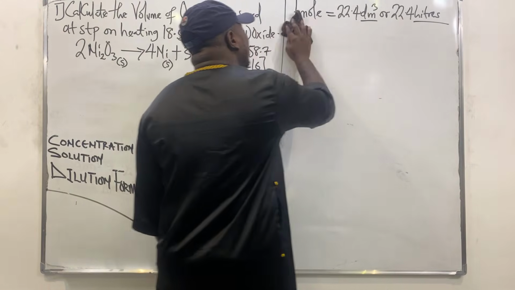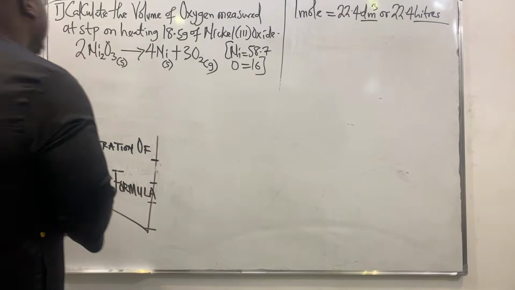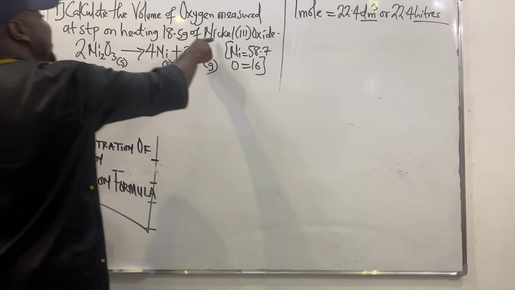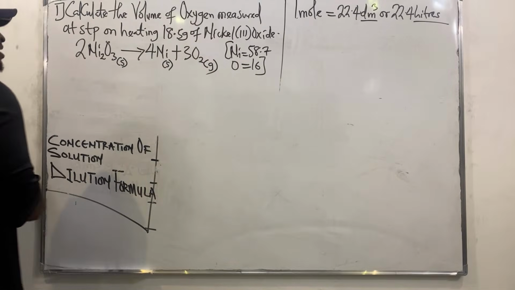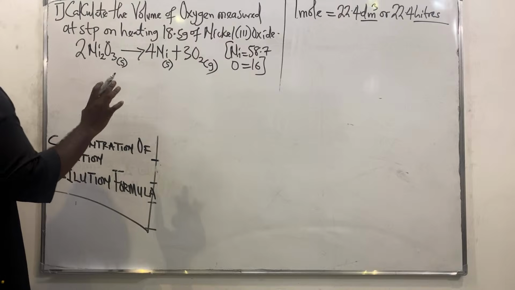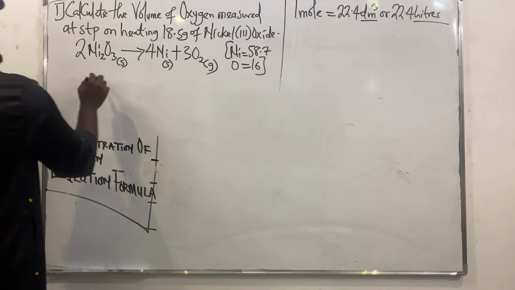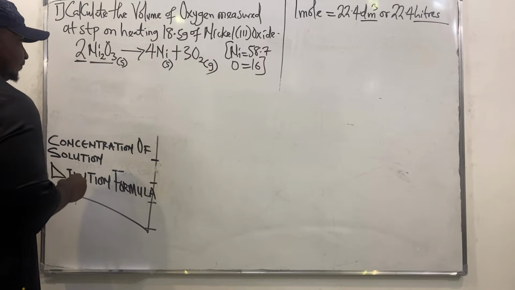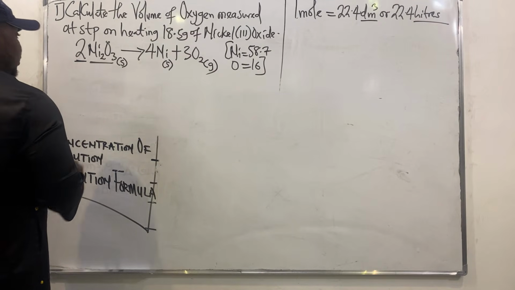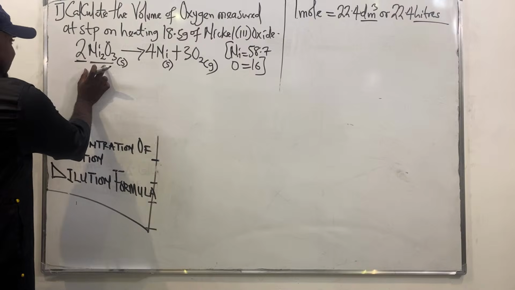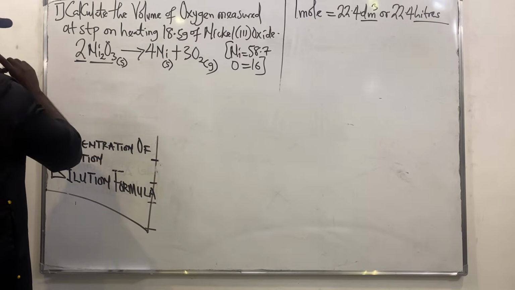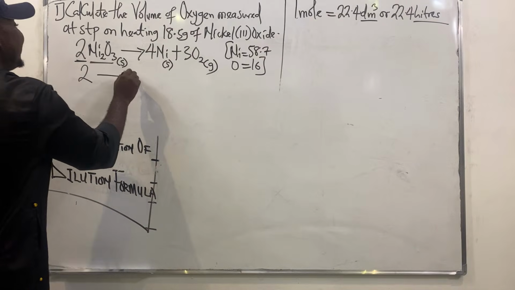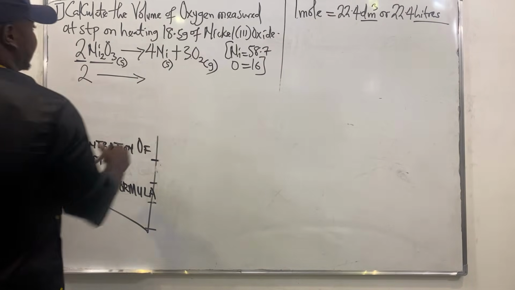What can we deduce from all this, class? Let's go back to our main question: calculate the volume of oxygen measured at STP on heating 18.5 grams of nickel 3 oxide. Class, let us leave 18.5 grams of nickel 3 oxide first. From the balanced chemical equation, we have 2 moles of nickel 3 oxide. This means that 2 moles of nickel 3 oxide will give what volume of oxygen?